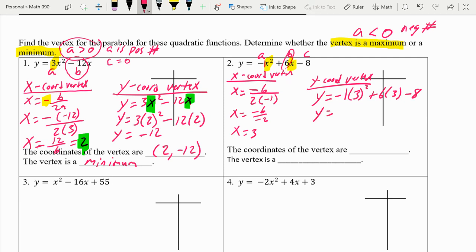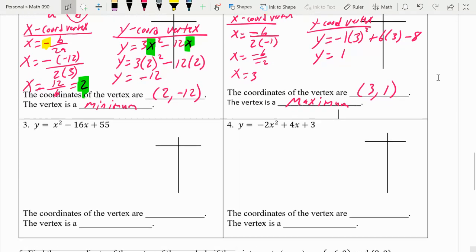All right. Grab your calculators. You'll end up figuring out y is equal to 1. So our vertex is 3, 1. Since A is negative, all right, A was negative 1. You guys agree? A was negative 1. Since A is negative, the vertex is going to be a maximum.